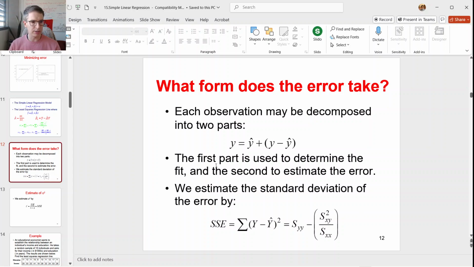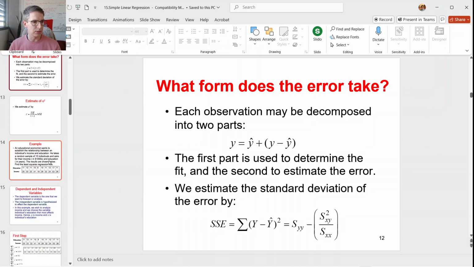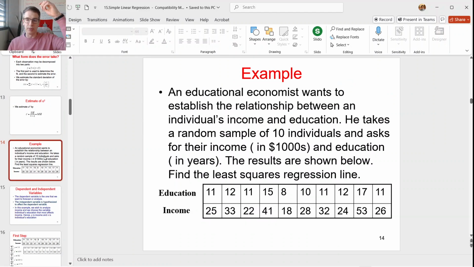Again, these are what our errors take, so we'll assume those. I'm going to show those a little bit, but I'm going to just jump into an example here. So we're an economist who wants to know if there's a link between income and education. This is a random sample. We got 10 people here and asked for their income, in the thousands, and education in years. So that's what we got down here below.